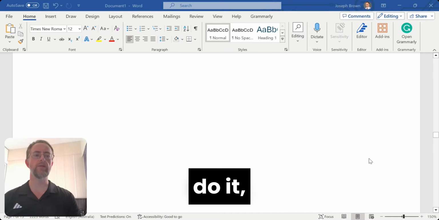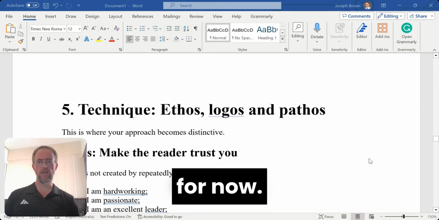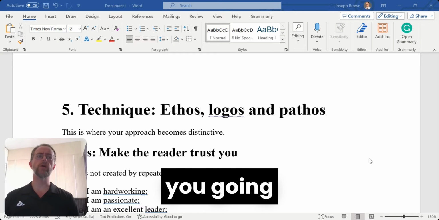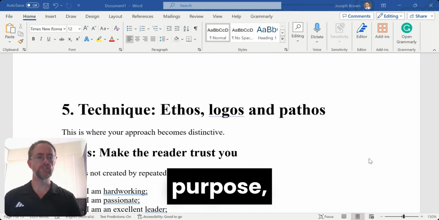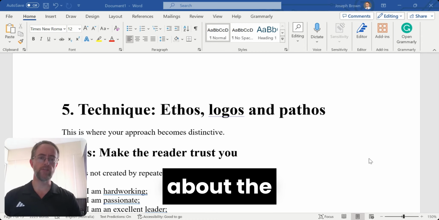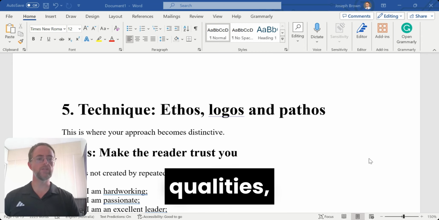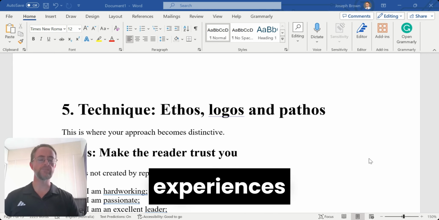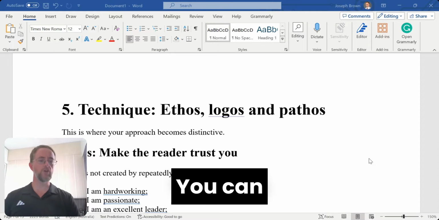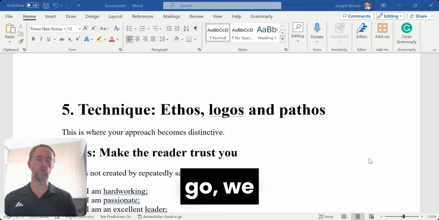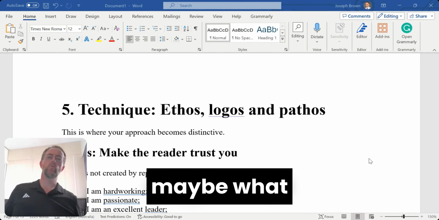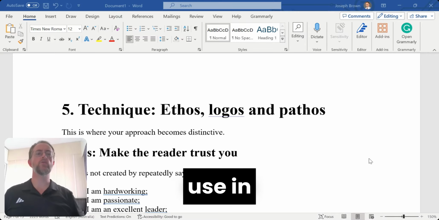There are many ways you could do it, but I think we can leave it for now. Now that we've kind of thought about it, I think you've probably got enough to get you going with. You've thought about the purpose, you've thought about the audience, and you've thought about the genre. You probably need to pause there and get your ideas on what are your qualities, what are your traits, what are your values, how can you position the reader with great experiences that you have. You can kind of put it into an order and go, we want to start with this, build into that. Now we can start to think maybe what are the kind of techniques that we use in order to position.